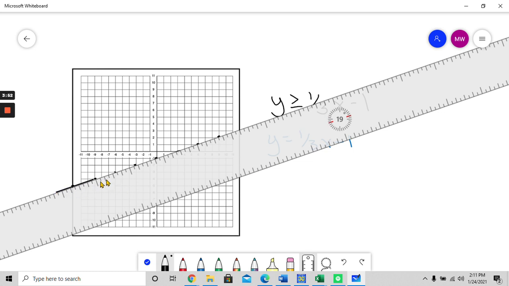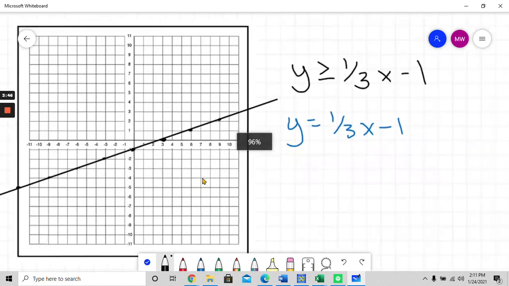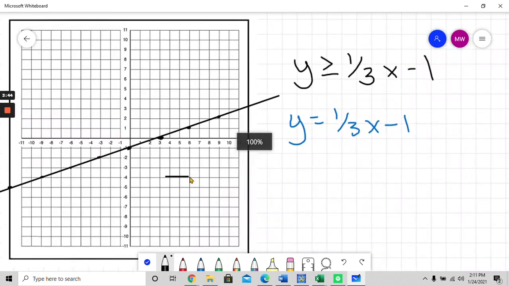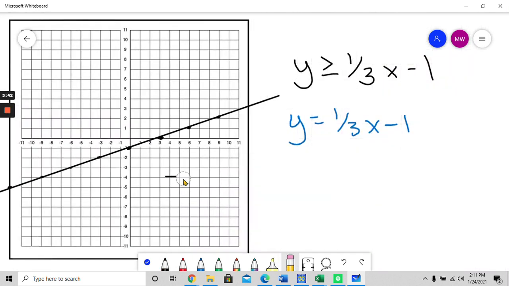Now, I'm going to draw a solid line because this says greater than or equal to. And because it has the greater than or equal to symbol, this symbol right here, it's a solid line, meaning it can be anything on this line. It can include any of these points, that equal to portion.